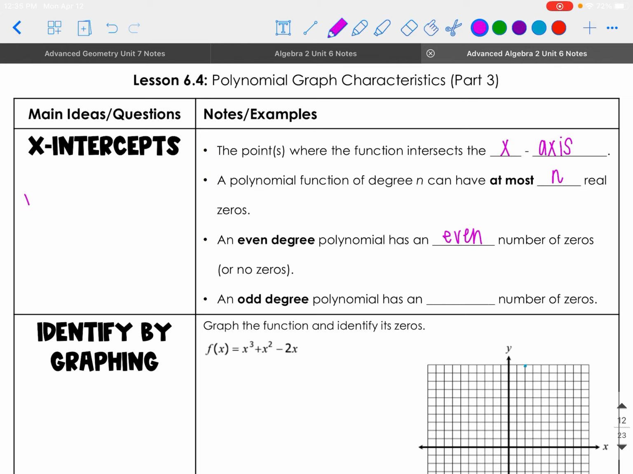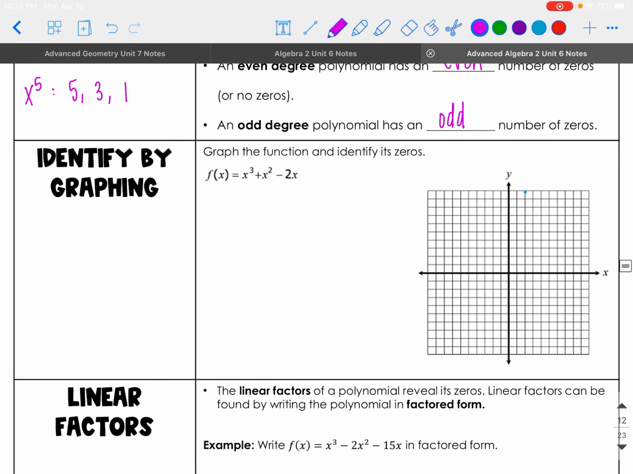So let's say that we have x to the 4th. It could have 4 zeros, or x-intercepts, 2, or no x-intercepts. Remember, zeros, x-intercepts, roots, and solutions all mean the same thing. Now, an odd degree, like x to the 5th, has to have an odd number of zeros. So it could have 5, 3, or 1. So it has at most 5, and it also has to have an odd number.